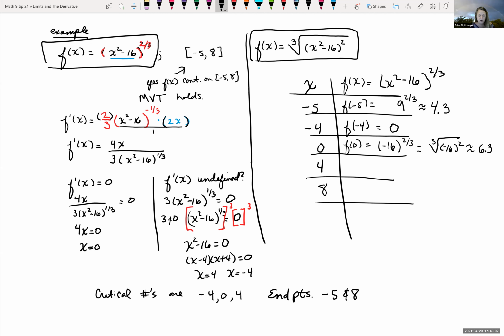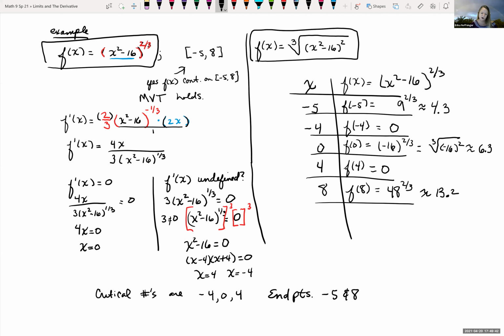If we plug in 4 wherever we see an x, that gives us 4 squared is 16 minus 16. That's 0. 0 to the 2/3 is also 0. And then f of 8. So 8 squared is 64. 64 minus 16 would be 48, all raised to the 2/3 power. Raising that to the 2/3 power, we get approximately 13.2.